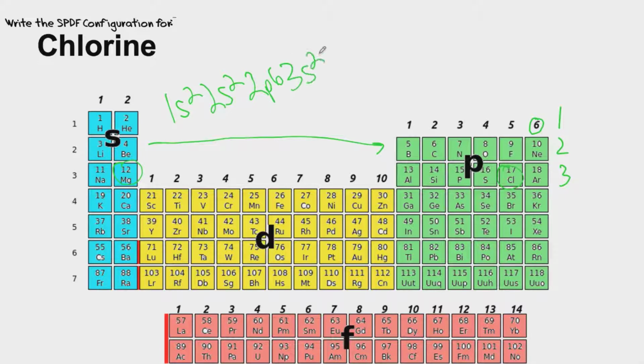That's 3s2. And we want to fill chlorine. That is our first, our second, our third, our fourth, our 5th element that's there. That is 3p5. So the electron configuration for chlorine is 1s2, 2s2, 2p6, 3s2, 3p5. And if you add up all of these superscripts that are here, you are going to get 17 electrons.